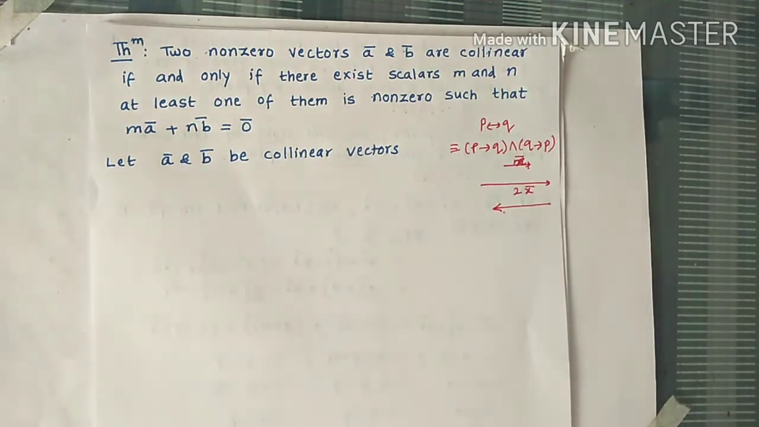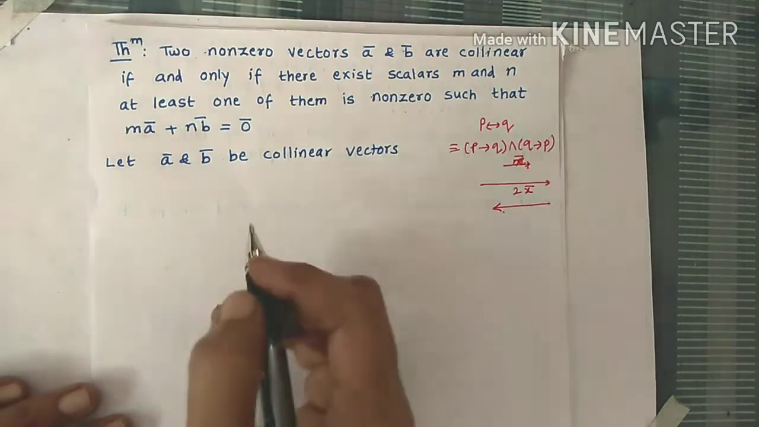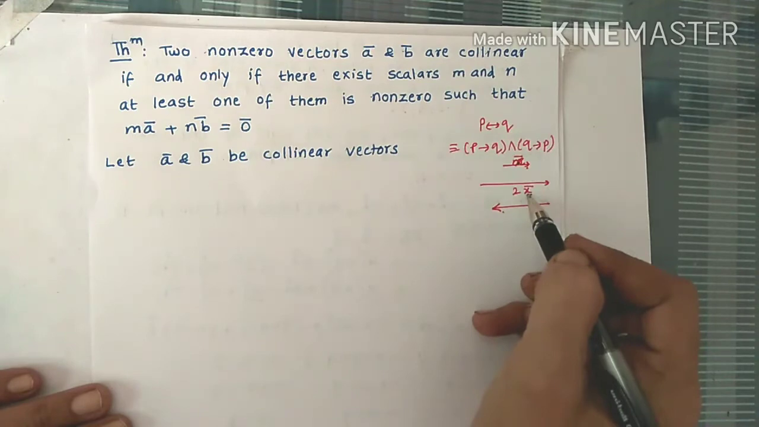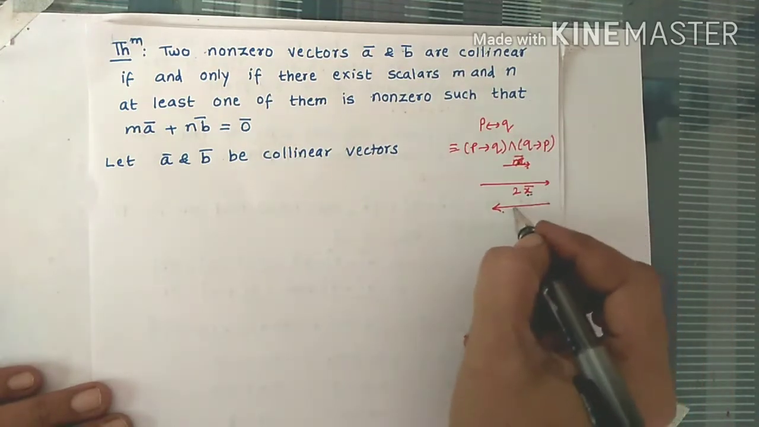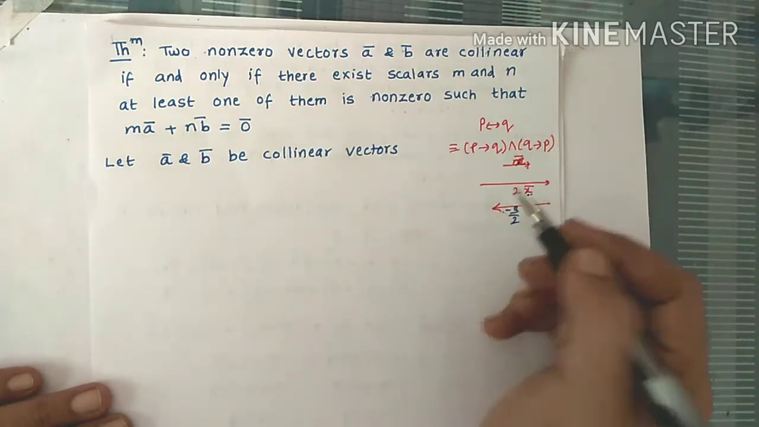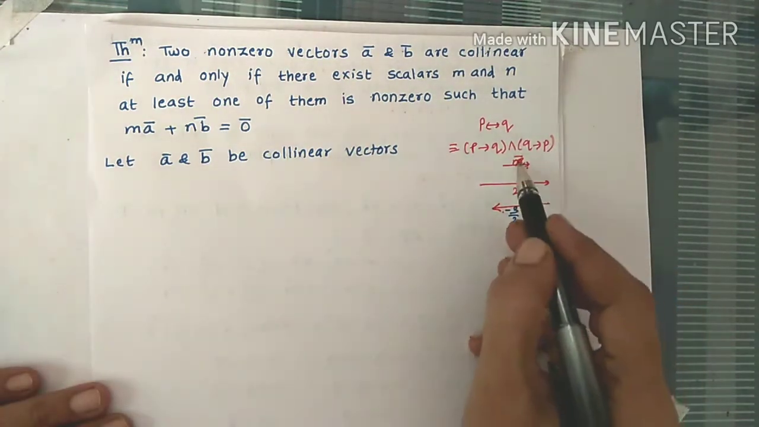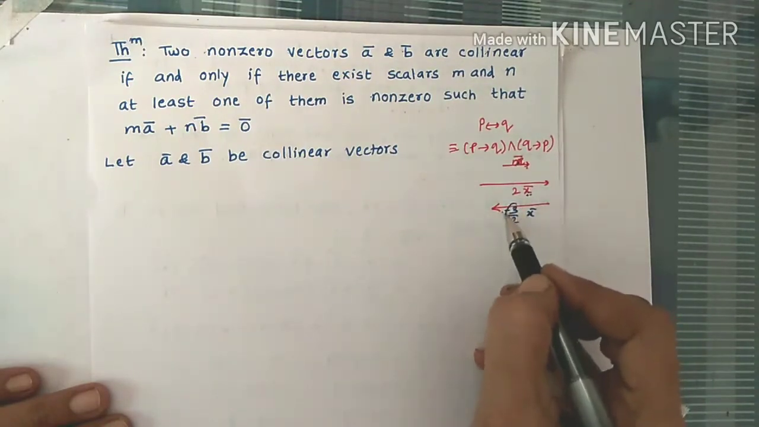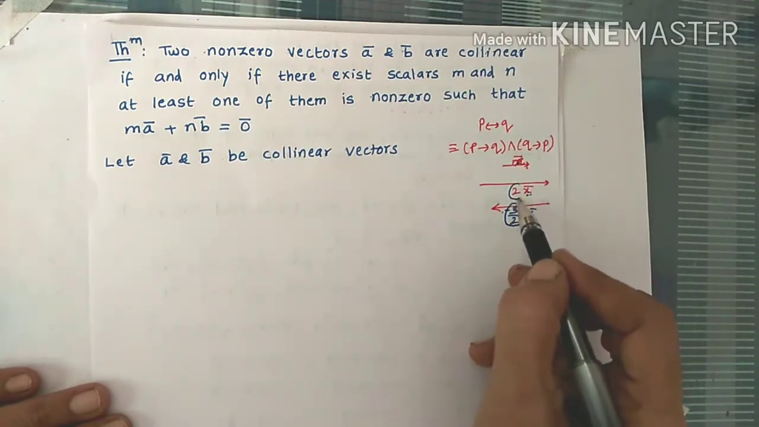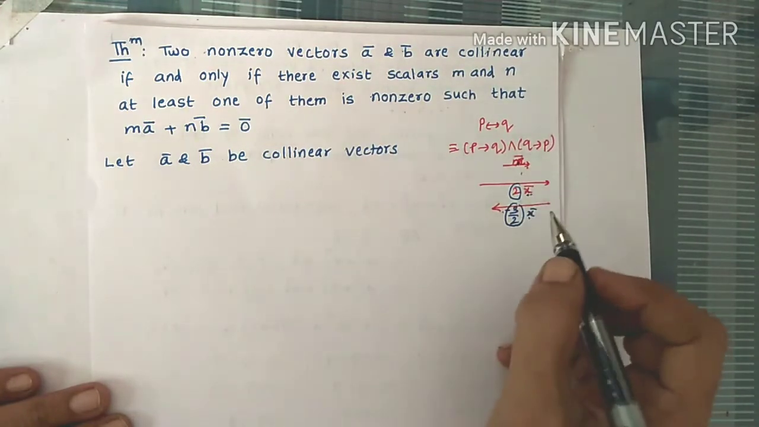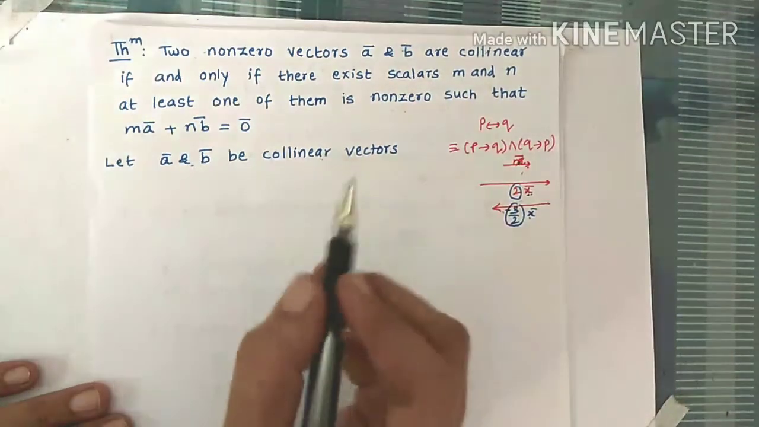So two vectors are collinear if and only if one is a scalar multiple of the other. See here, it is a scalar multiple. This is x bar, this is 2x bar. It may be 3 by 2 x bar, or minus 3 by 2 x bar here, because the direction is opposite to x bar. So we get the same vector here but with a different scalar. So collinear vectors are scalar multiples of each other.